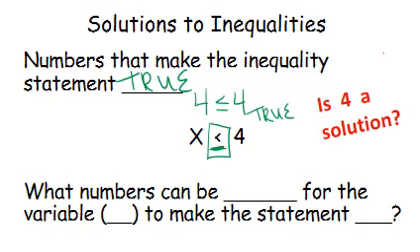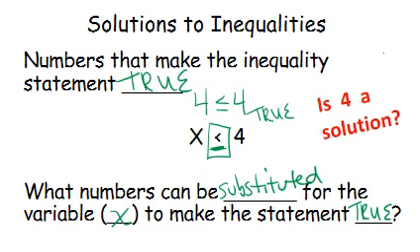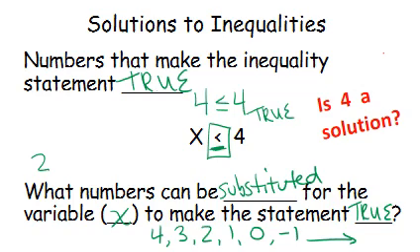What numbers can be substituted for the variable x to make the statement true? Well, it's all the numbers less than or equal to 4. So we know 4 works. 3, 2, 1, 0, -1, and so on and so forth. Those are all numbers that are less than or equal to 4, and they can be placed in for x, like 2 is less than or equal to 4, and that is true.